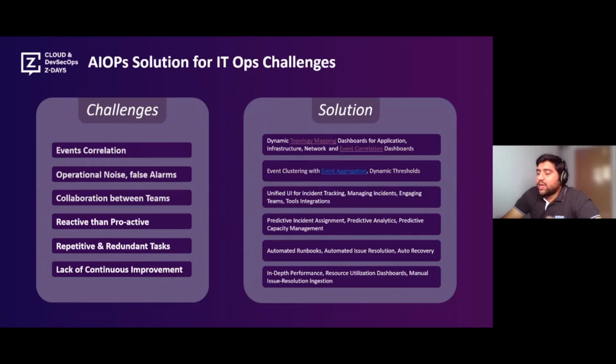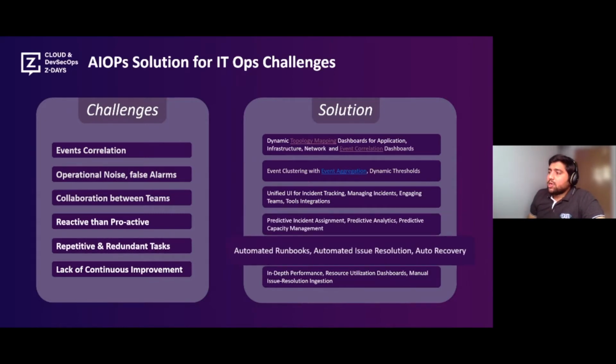And we can have the predictive analytics dashboards, where it talks about the system performance and different metrics, and predictive capacity management, where the capacity can be managed well before it is required to upgrade or downgrade. And the repetitive and redundant tasks can be handled with automated runbooks.